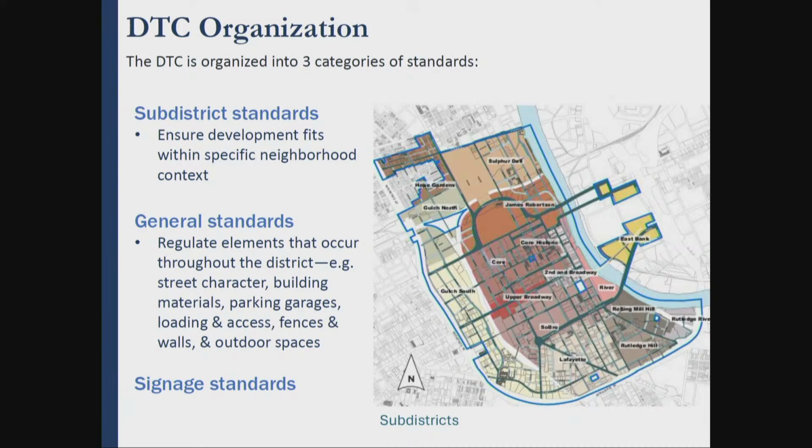There are additionally general standards, and those standards regulate elements that occur throughout the entire DTC. So things like street character, building materials, parking garages, they are not specific to one area of the downtown code, but they have general applicability across the entire code. And then the third element is signage standards.